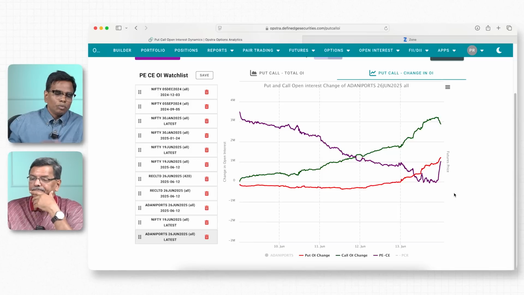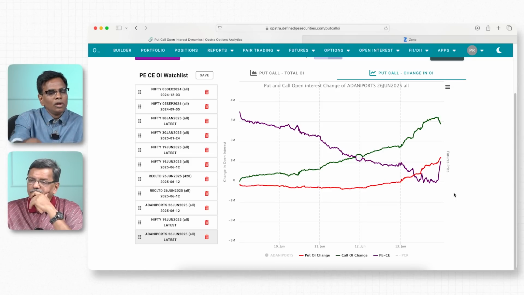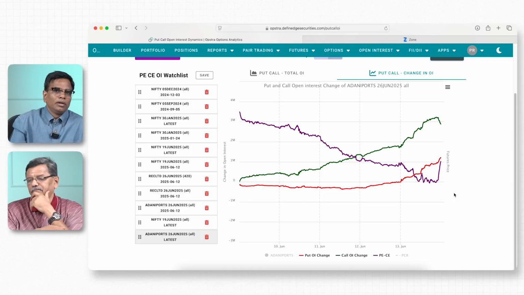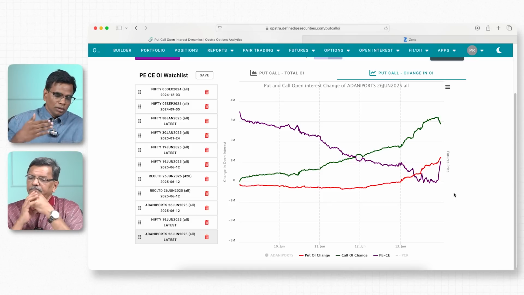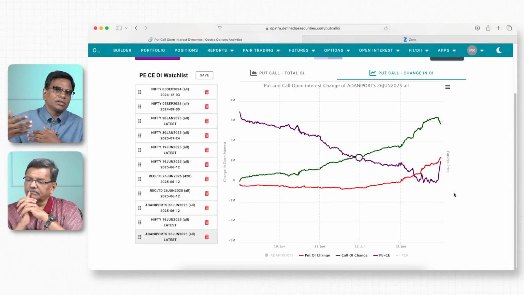In other words, don't try to be long in a stock unless there is a crossover from bearish to bullish. Basically, it is trying to say don't fight the trend. Be with the trend, and accordingly you choose whatever strategy suits that particular trend. So that is put call OI dynamics. In this, instead of total OI, I will focus more on change in OI. That is more indicative because that is the real time change that is happening in the market at that point of time.